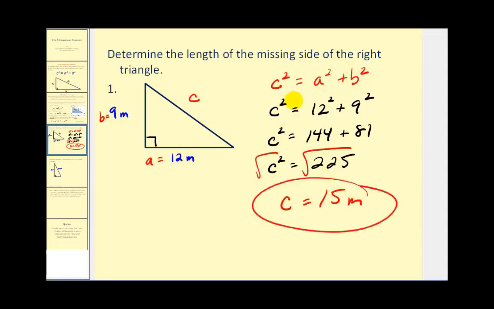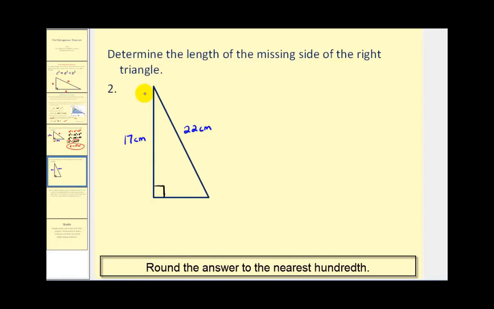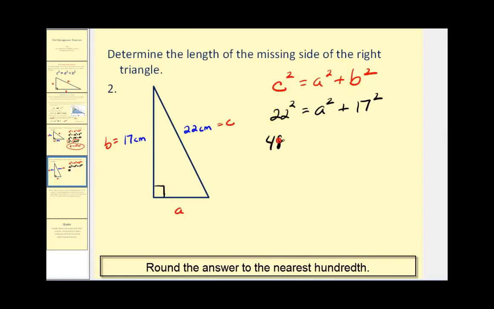Let's go ahead and try another one. If you look at our diagram, now we're trying to find the length of one of the legs. So again, we start with the Pythagorean theorem. This would be side C opposite the right angle. Let's go ahead and call this side A and this side B. So using our Pythagorean theorem, we would have 22 squared must equal A squared, which we don't know, plus 17 squared. 22 squared would be 484, must equal A squared, plus 17 squared equals 289.